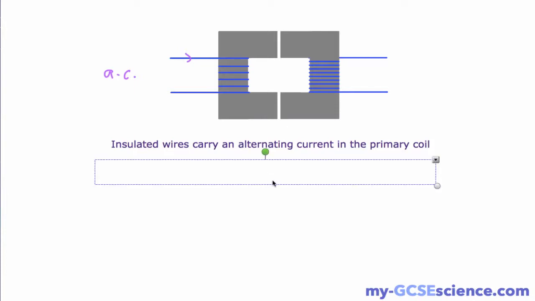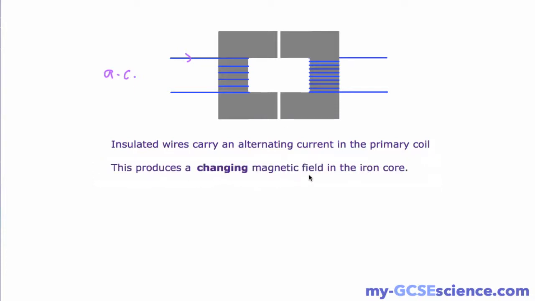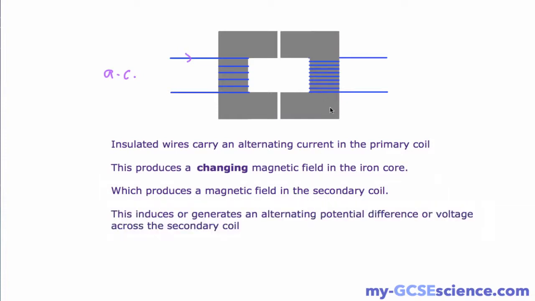Second sentence here is: this produces a changing magnetic field in the iron core, so the magnetic field is constantly changing. This produces the magnetic field in the secondary coil. This is called our secondary coil, and this induces or generates an alternating, which means changing, potential difference or voltage across the secondary coil. So we can use potential difference or voltage there. And the final thing is, an alternating current is produced in the secondary coil. Okay, so this is a good way to probably describe how these things work. If you are lucky enough to get a 6-mark question on this, this would be a very good framework for you to use in order to respond to how these things work.